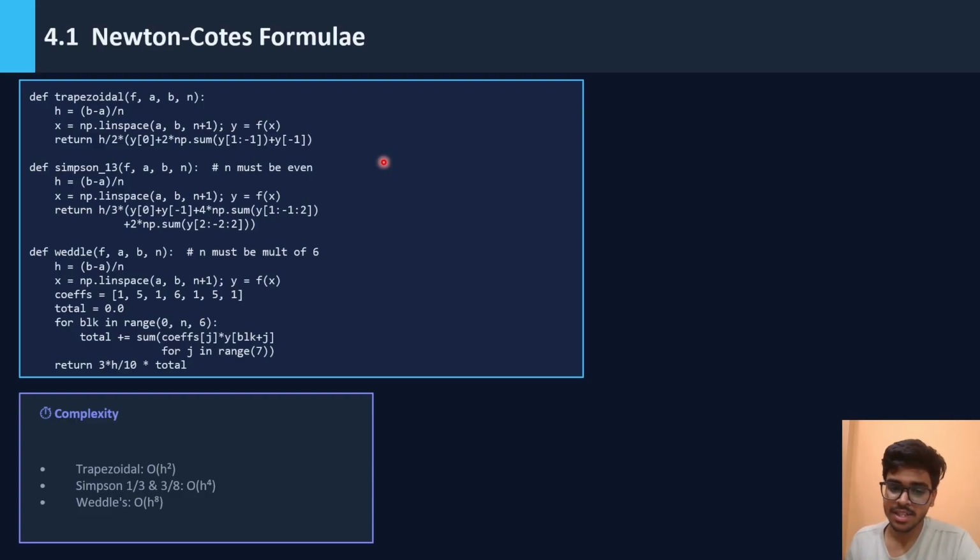In Simpson's 1/3 rule, odd indexed terms are multiplied by 4 and even indexed terms by 2 for better accuracy. And in Weddle's rule, predefined coefficients are used over blocks of 6 intervals. The time complexity is O(n) because all methods traverse the interval points once. The accuracy improves from O(h²) for trapezoidal to O(h⁴) for Simpson's and O(h⁸) for Weddle's rule. The space complexity is O(n) because arrays of x and y are stored.